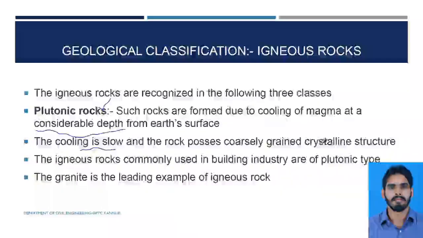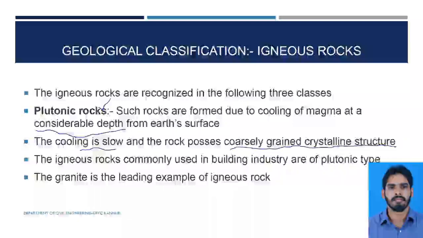And the rock possesses coarsely grained crystalline structure. It is having coarsely grained crystals. What is a coarsely grained crystalline structure? Crystalline means it will be of crystals, granular. Okay, so very small particles will be there. They will be bound by some binding agents. Coarsely grained means the grains will be having very large sizes. Okay, grain means the smaller particles.